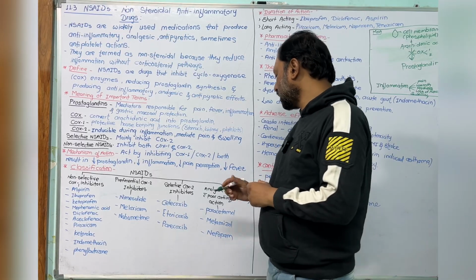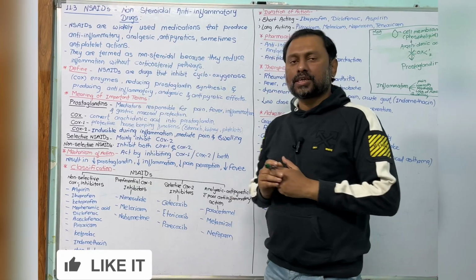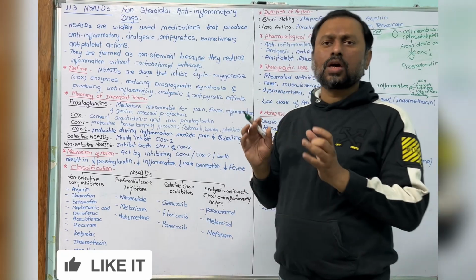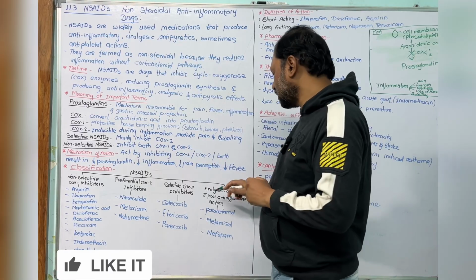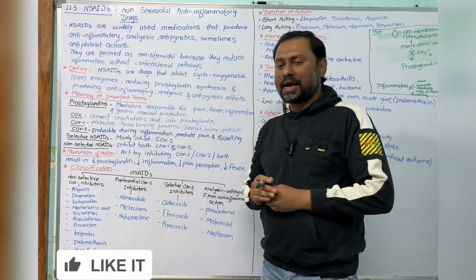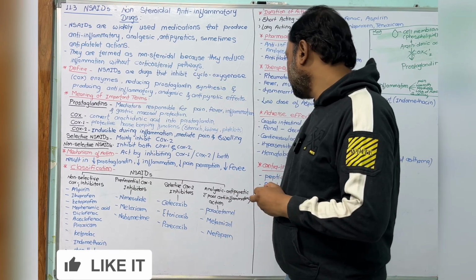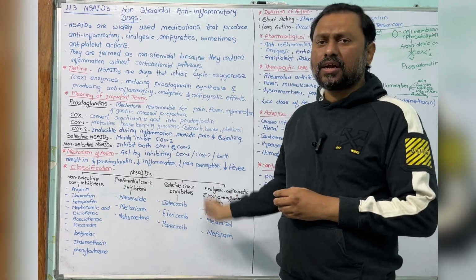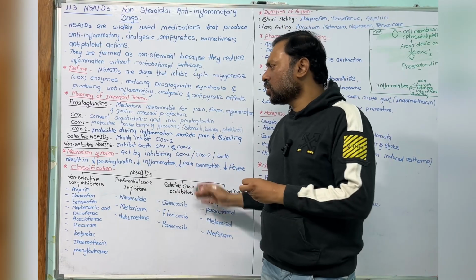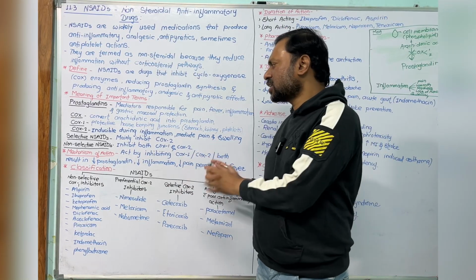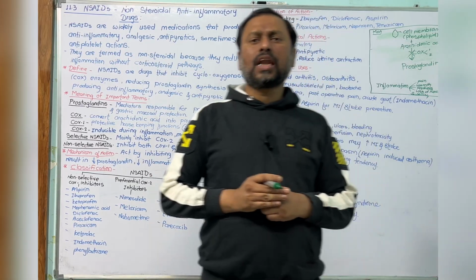Next is the analgesic antipyretic, with poor anti-inflammatory actions. These drugs also come under the anti-inflammatory group, but the response is poor. You know, paracetamol and metamizole, all these drugs come under the analgesic antipyretics. These four groups of drugs are the classification of the NSAIDs.